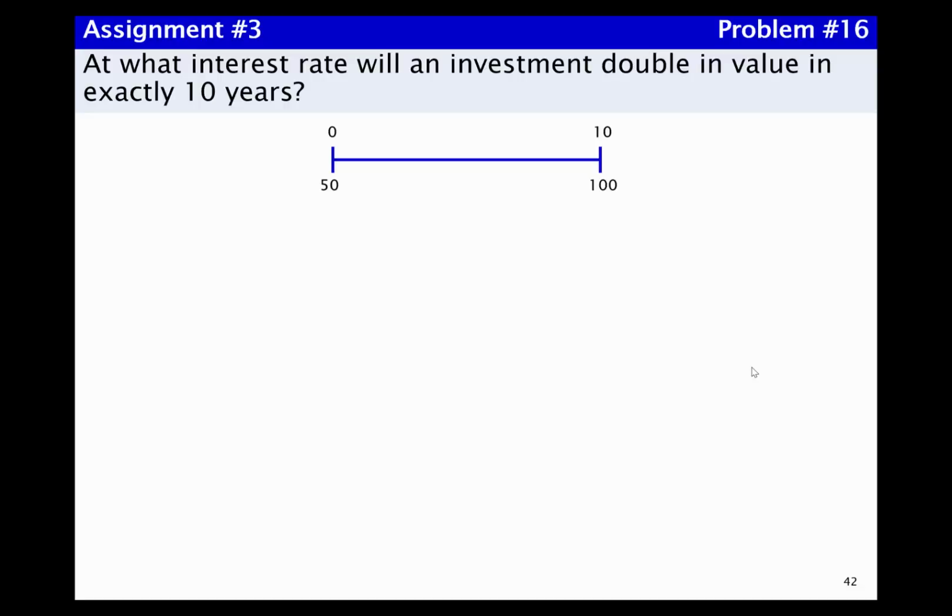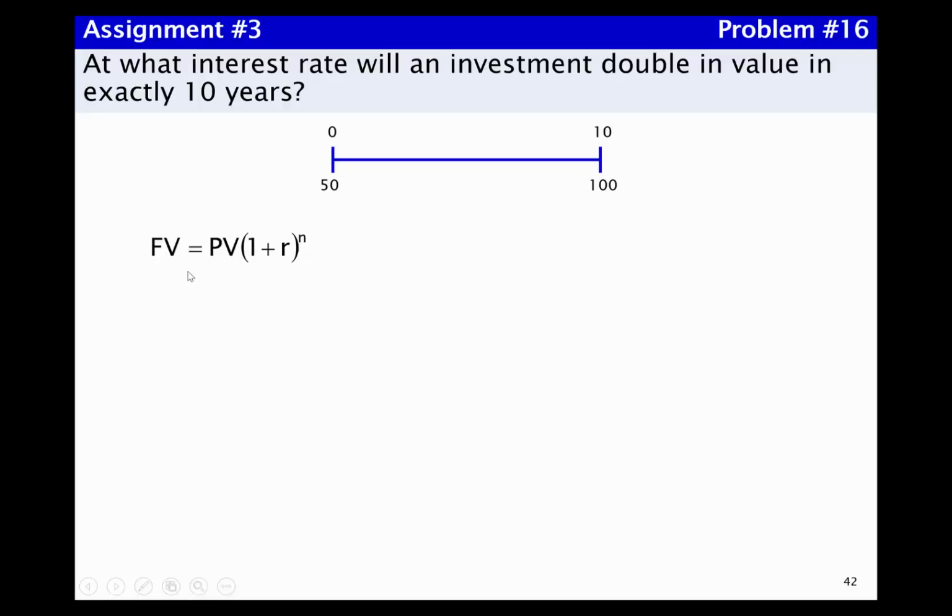And here's the first case. Problem 16: at what interest rate will an investment double in value in exactly 10 years? Okay, I chose 50 and 100. You can put in whatever you want. You can put 1 and 2. That's actually the easiest thing. Saves you one little algebraic step, I guess. So you put 50 in at time 0, and 10 years later it's worth 100. Clearly we have a future value and a present value.